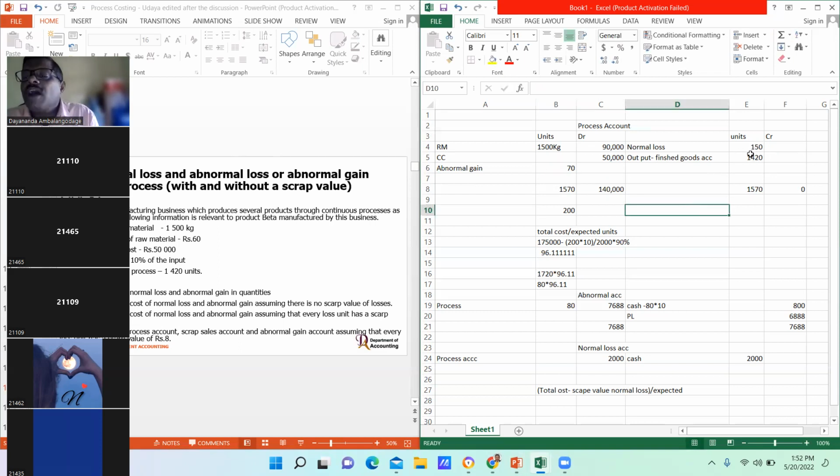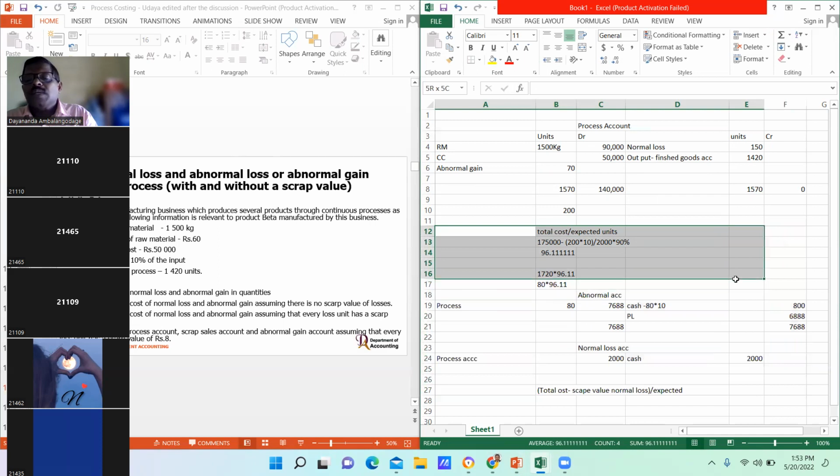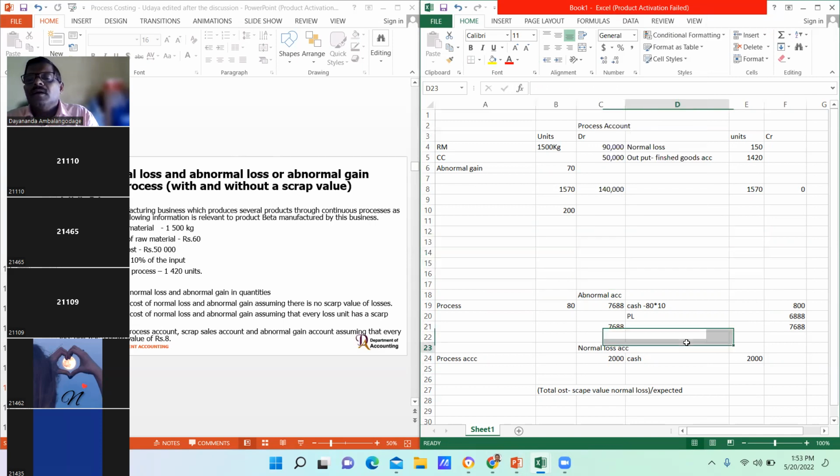Even though we expect 150, our actual expectation was not that amount. It's below that, so we end up with the abnormal gain. What I'm trying to say is, when the credit side of the unit column of the process account is more, then you will end up with abnormal gain, right? And we will continue the question.